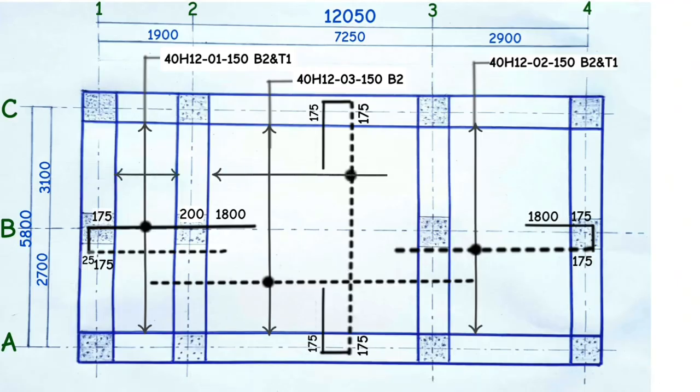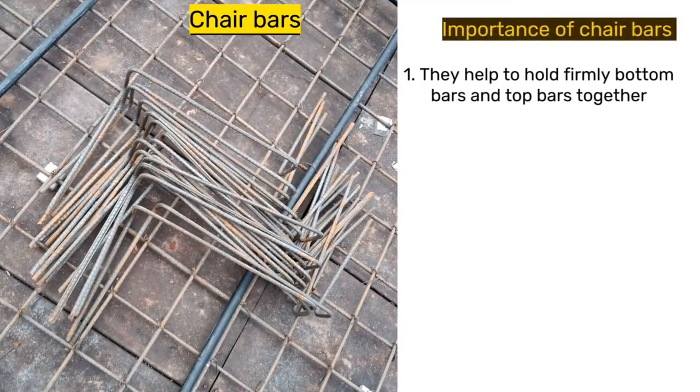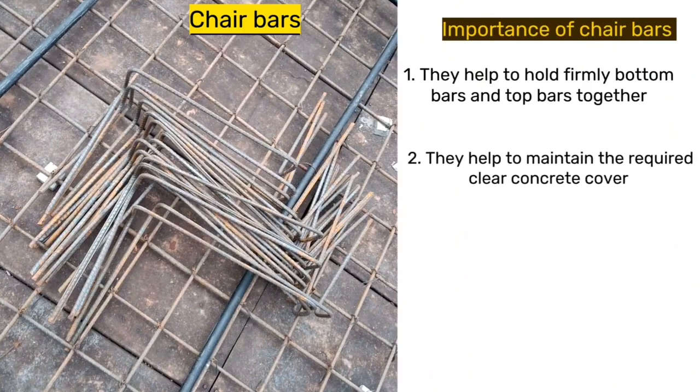Other steel bar shapes can easily be extracted from the main structure drawing to the bar bending schedule table. Another steel bar shape which is not always provided for in the structure drawing and you always have to provide for is a chair bar. This is its shape. These chair bars help to firmly hold top bars and bottom bars together and prevent them from sagging at the time of pouring concrete. Chair bars also help to maintain the required clear concrete cover.